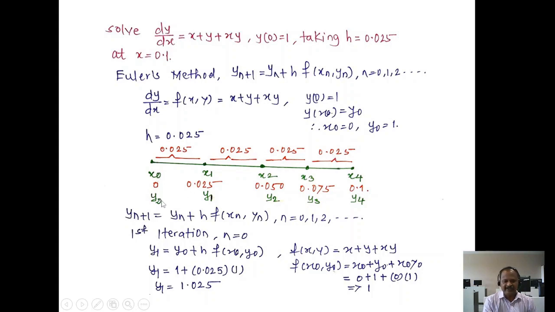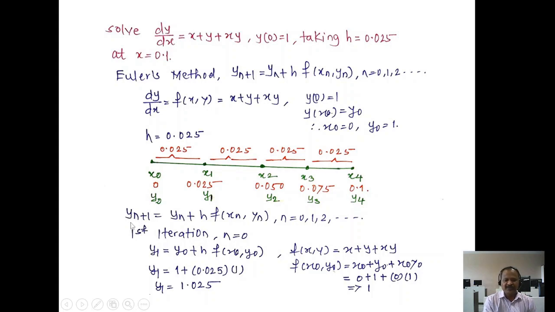Below x0 I can write y0, below x1 I write y1, below x2 I write y2, below x3 I write y3, and below x4 I write y4. After finding all these values of x1, x2, x3 and x4, we have to find y4. How to find y4? See here what is the meaning of this. You have to find y4 at 0.1, that is, we have to find the value of y at x is equal to 0.1. So within this Euler's method, we have to do the iteration up to y4.